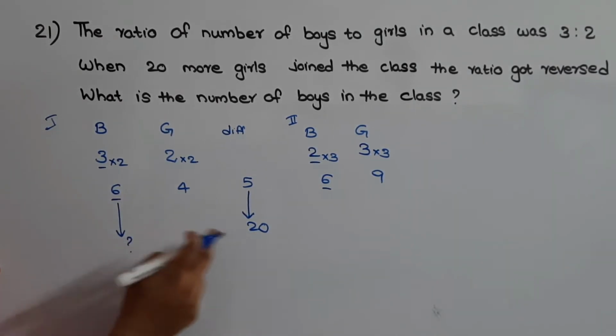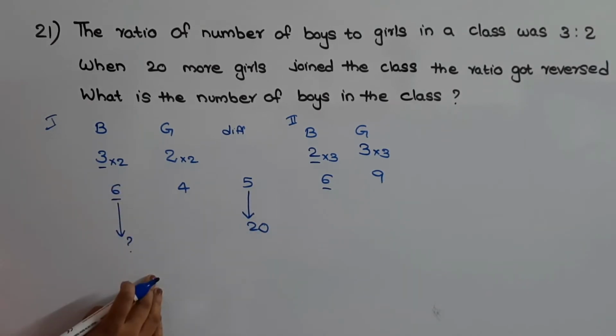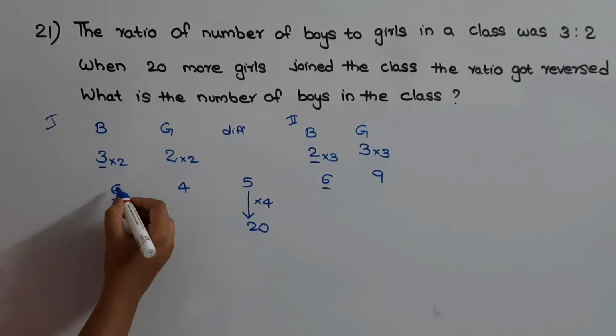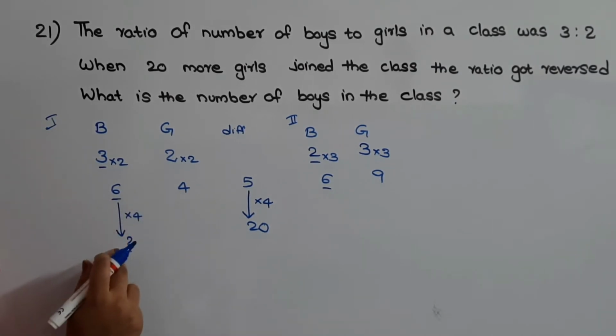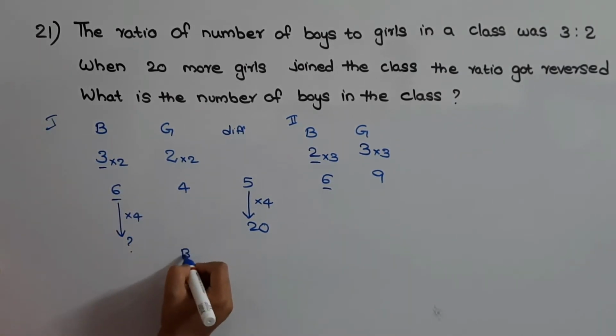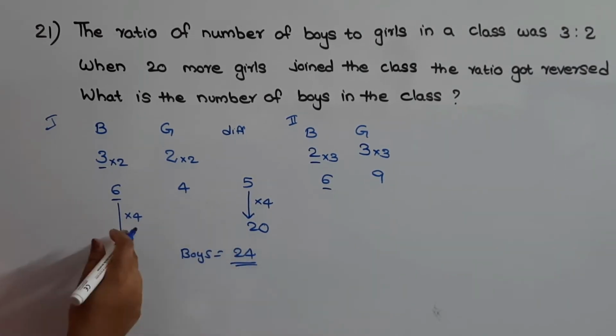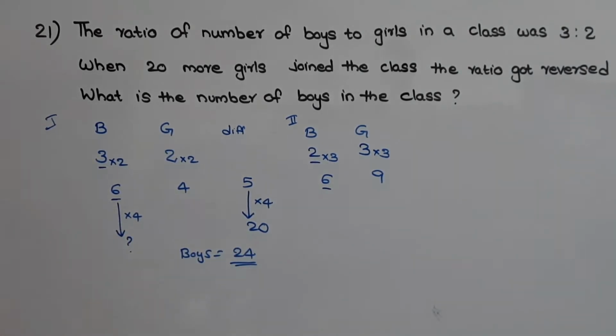This we can find out by cross multiplying. 5 into 4 is 20. So if you multiply this 6 by 4, you will get this value. So the number of boys is equal to 6 into 4, that is 24. Okay, so this is the answer.